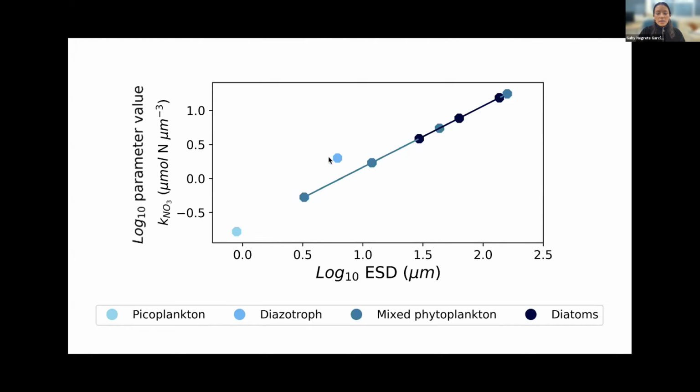And the only difference here, or exception, is that diazotrophs are not very efficient at inorganic nutrient uptake, and they often occur as large colonies where their surface to volume considerations imply higher half saturation constants relative to small phytoplankton and diatom groups.